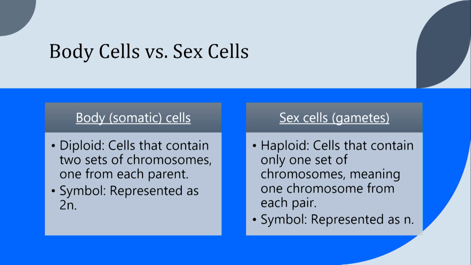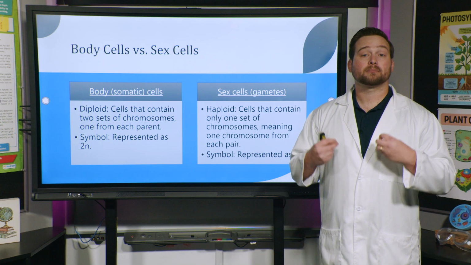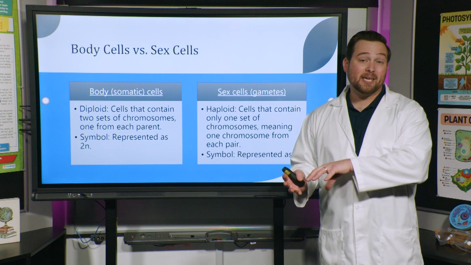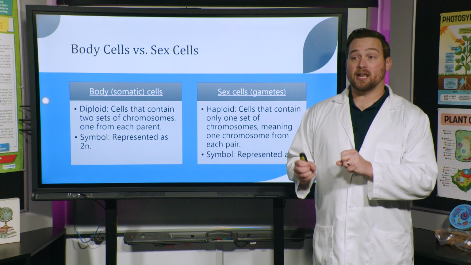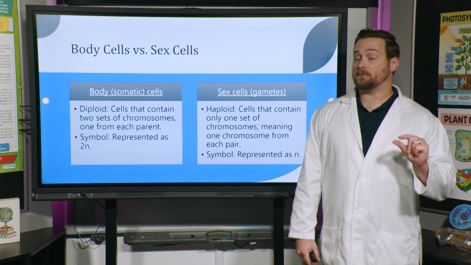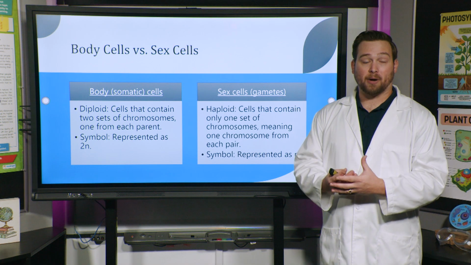I want you to imagine all of the cells in your body. You've got cells that make up your skin and your brain and your muscles and your bones. All of those would be body cells. Every cell in your body is a body cell. There's one type of cell that's different, and those are sex cells. These are cells that are used to reproduce. For men, these are sperm cells, and in women, they're egg cells. So sperm and egg cells are a little different than all the other cells in your body.